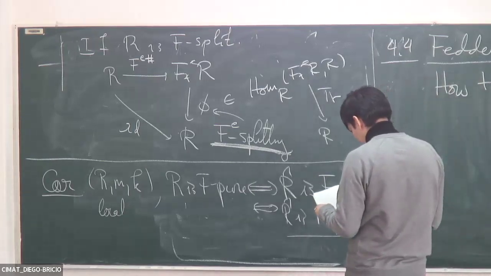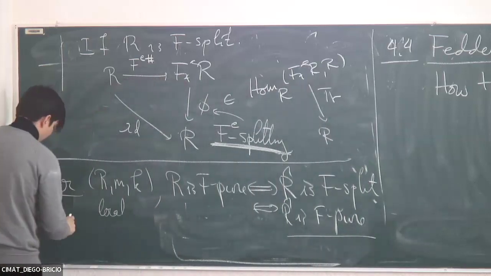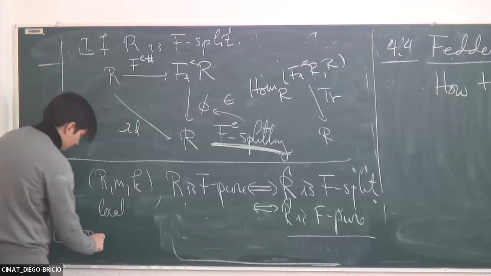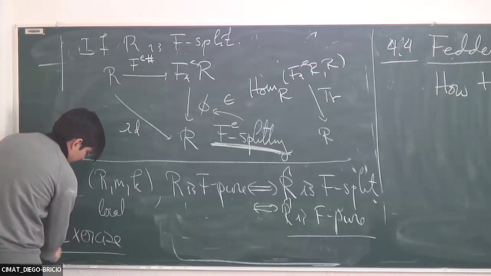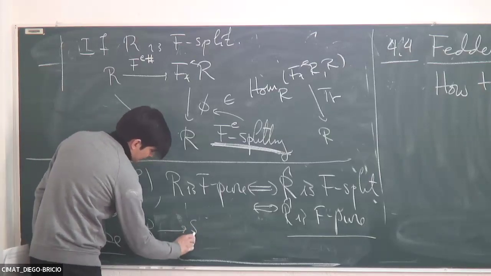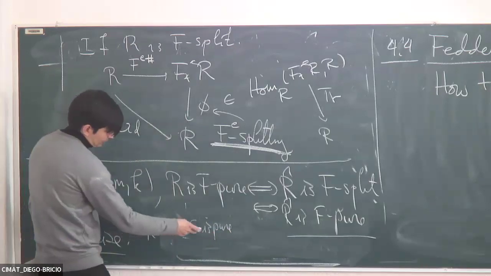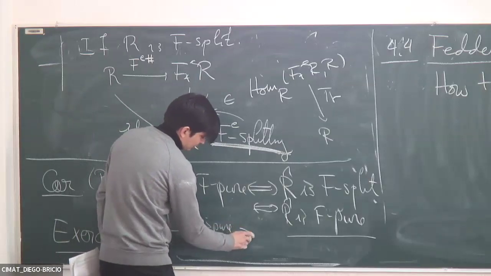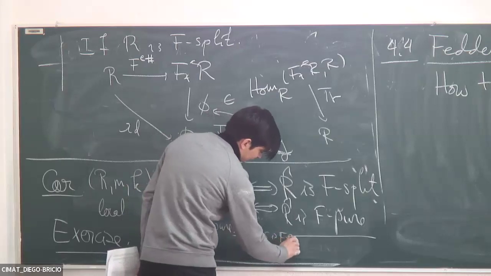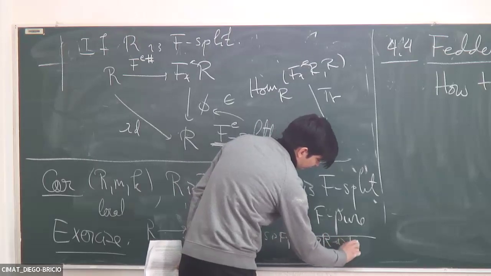I think I forgot one more corollary. Well, it's an exercise that is going to give you a whole bunch of examples. If you have a map of rings that is pure, then this means that if S is pure, then R is pure.